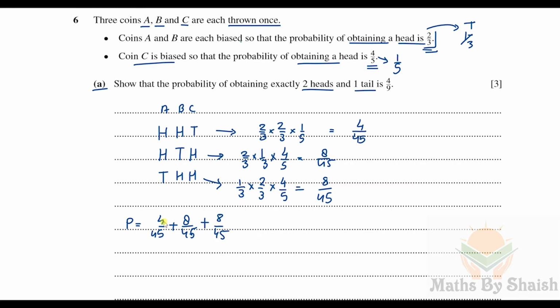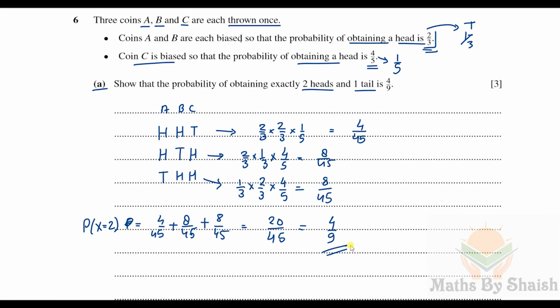So we can write the probability of getting x, if you take x as head, so 2 heads is going to be 8 plus 8 is 16, plus 4 is 20, 20 over 45, or we can divide by 5 and we will get 4 over 9. So that is the probability given, so hence it is proved.